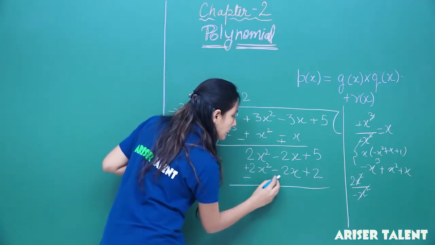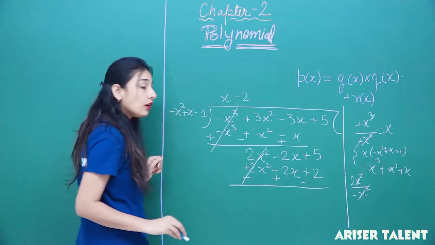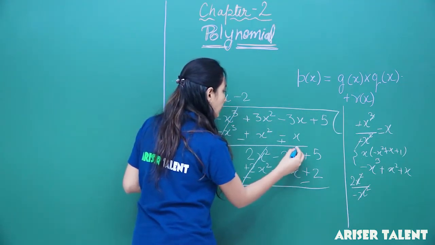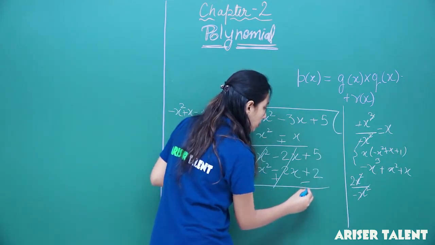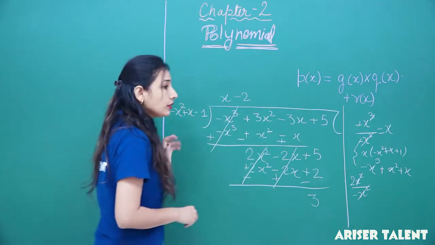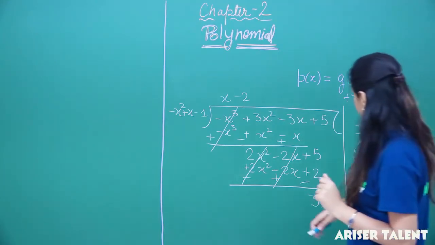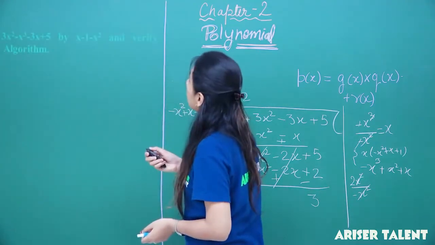Now change the signs. That will cancel out. Then plus and minus 2x and 2x will cancel out and it will become 3 here. Okay. Note this. Okay. Now students, we have done it.